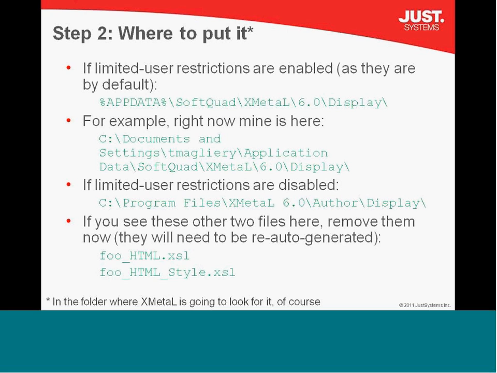One point here is that these two files listed down here at the bottom are two files that XMetaL automatically regenerates when it produces output. In particular, the foo_html file, or simple paper underscore HTML file, is the master file that just simply contains a link to the auto-generated file and your custom file. So if these two files already exist and you're just about to put in a new custom XSLT file in there, then you should delete these two files so that they'll get automatically regenerated to include your custom XSLT.